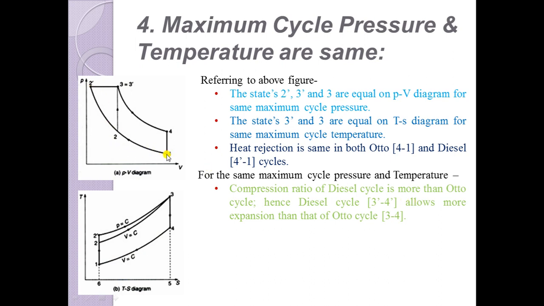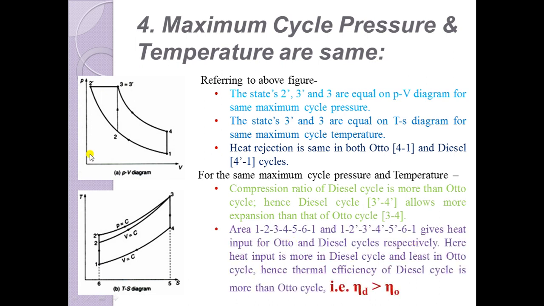You can see the compression takes place from point 1 to 2 dash for the diesel cycle, and for the Otto cycle it takes place from 1 to 2. So compression ratio is more in the diesel cycle when compared to Otto, hence the diesel cycle allows more expansion. So more expansion normally takes place in the diesel cycle than that of the Otto cycle.